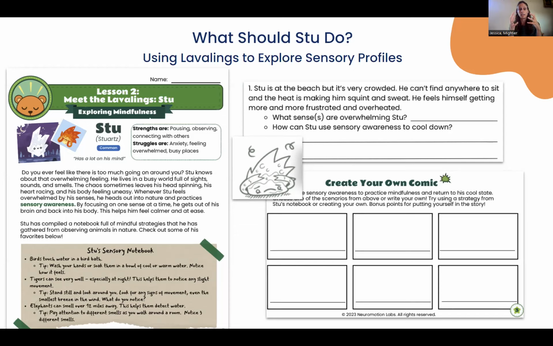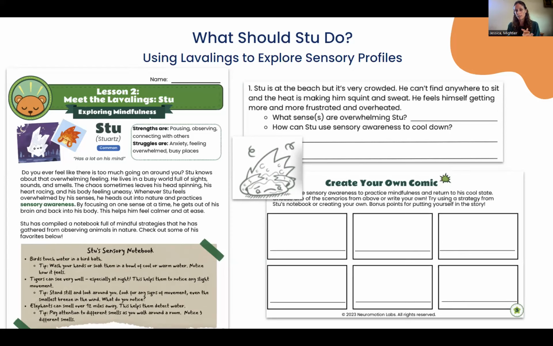Stu really is on that lower threshold side, gets overwhelmed with a lot of sensory input and information. There are a few Stu activities that you're going to get in this pack. One of them is looking through the situations that Stu is in and trying to figure out what was going on for him and what he needed in that moment in order to feel calmer and more regulated.